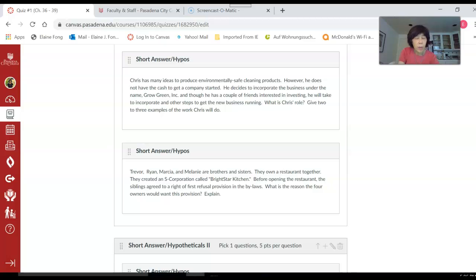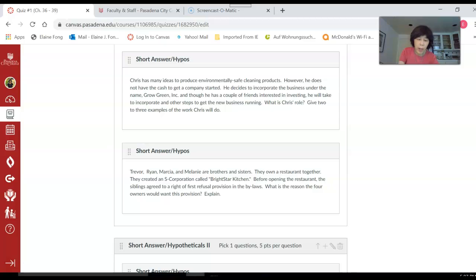And I asked, what's Chris's role? And I asked for 2 to 3 examples of the work Chris would do in that role. Now, I realized after posing the question that you had a little trouble telling me what is Chris's role. Maybe I should have asked, what kind of position does he have in relation to the corporation? Maybe that would have helped. But really what I was looking for here is Chris is going to act as a promoter, right?